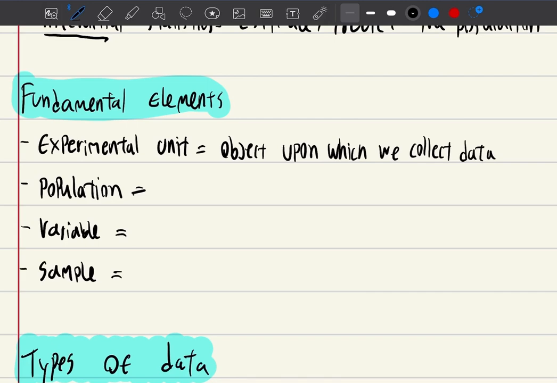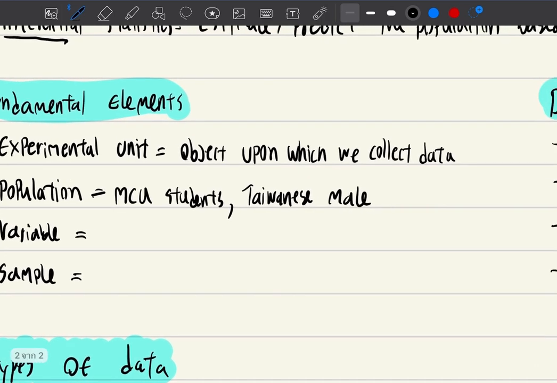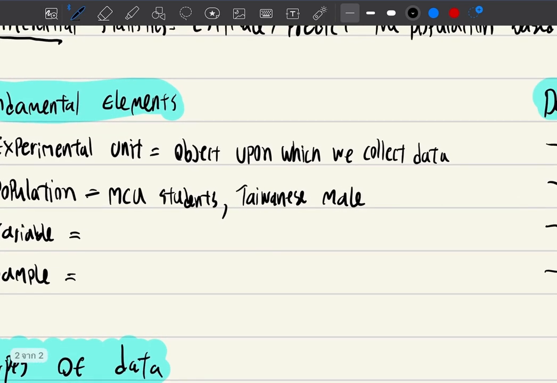Next one is population. The population is the set of units that we're interested in studying. For example, Ming Chuan students, Taiwanese males, or high school students.